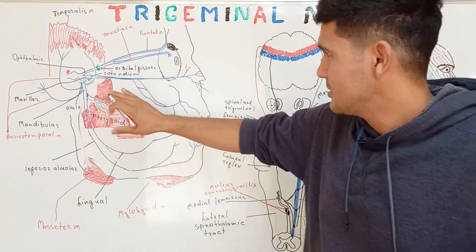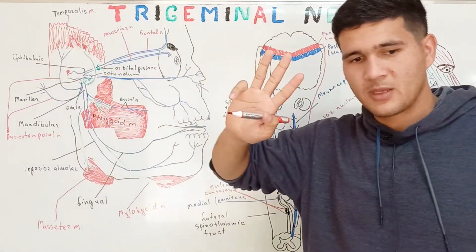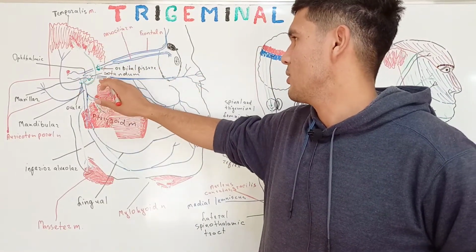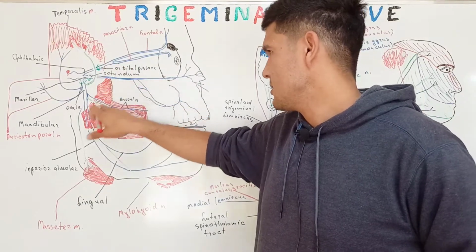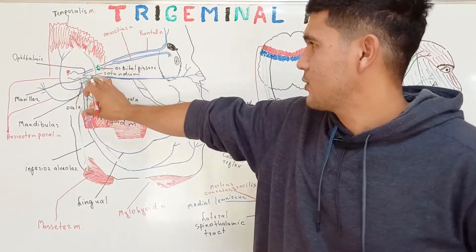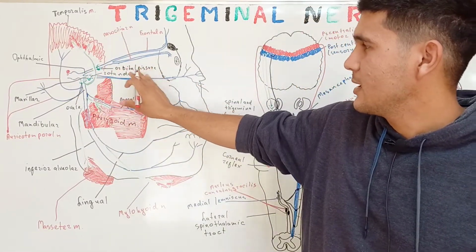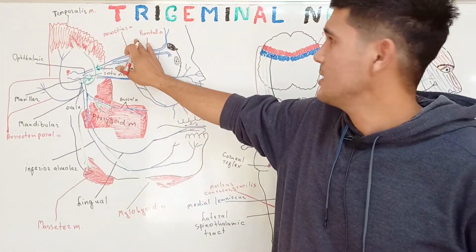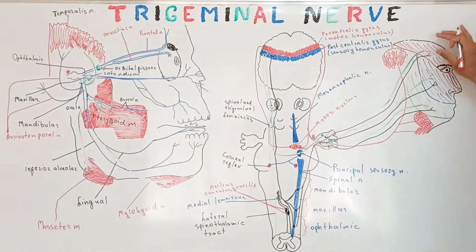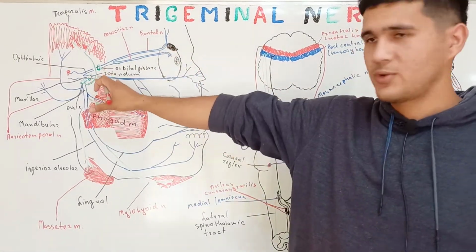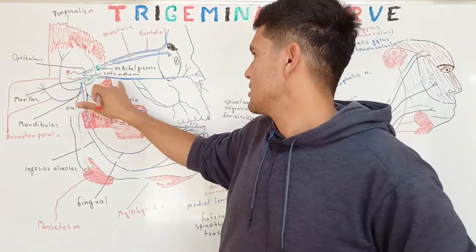The next structures are the three branches. The first branch is the ophthalmic branch, the second is the maxillary, and the third is the mandibular. The ophthalmic branch exits the skull via the superior orbital fissure and divides into two parts: the frontal and the nasociliary. Look at that: the parts of the head in the red shade are innervated by the ophthalmic branch of the trigeminal nerve.